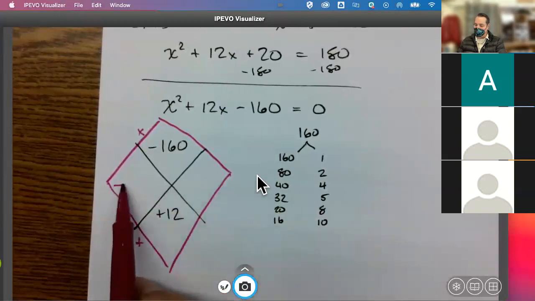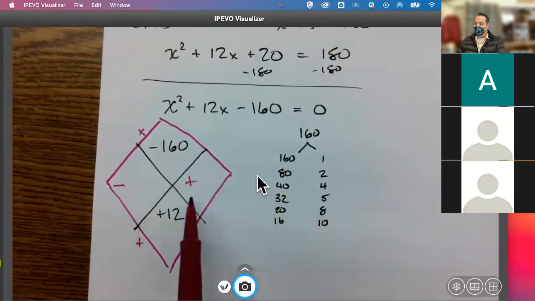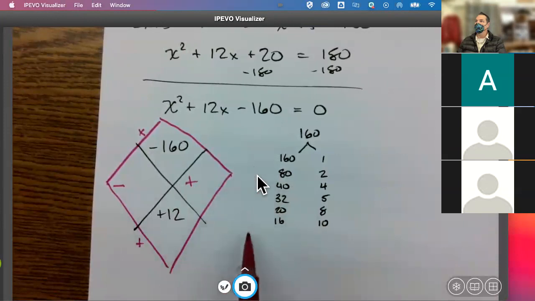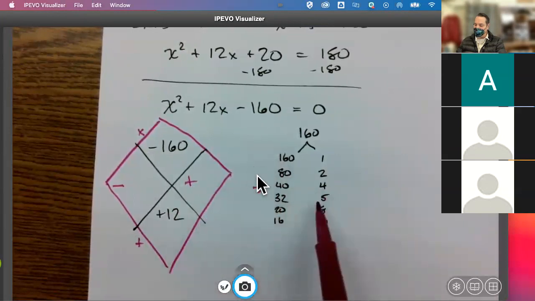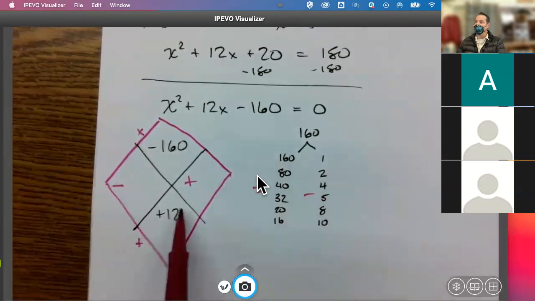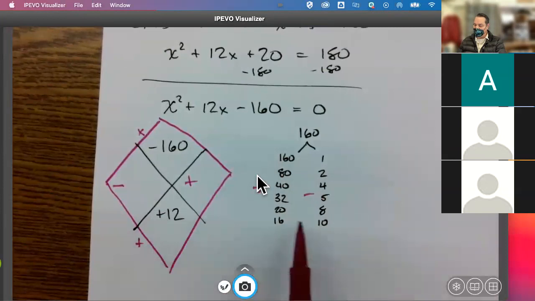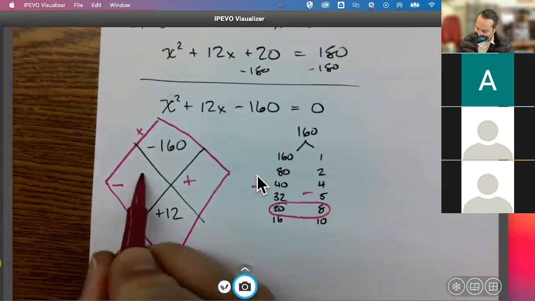Good. One has to be negative and one has to be positive. And if they're going to combine to make a positive 12, will the bigger number be positive or negative? Positive. We need this side to be positive and this side to be negative so that together they make a positive 12. In other words, we're looking for something where the difference is 12 between these two numbers. 20 and 8 fits the bill.